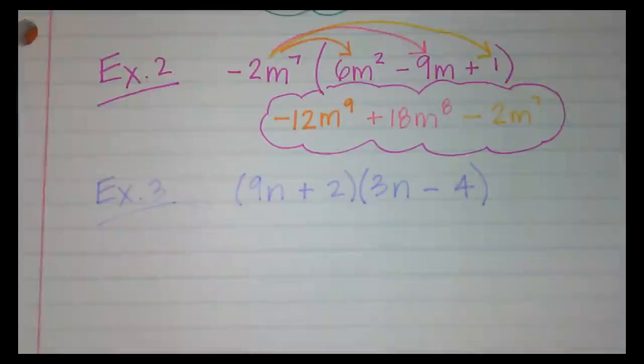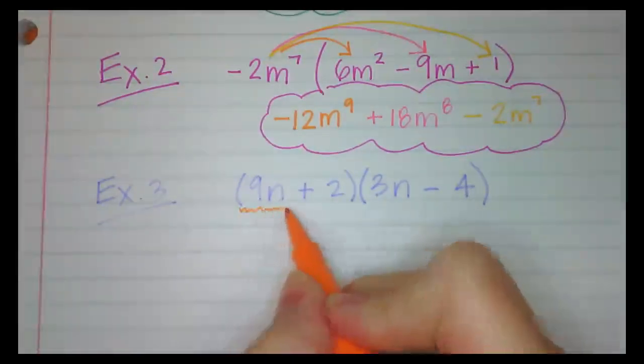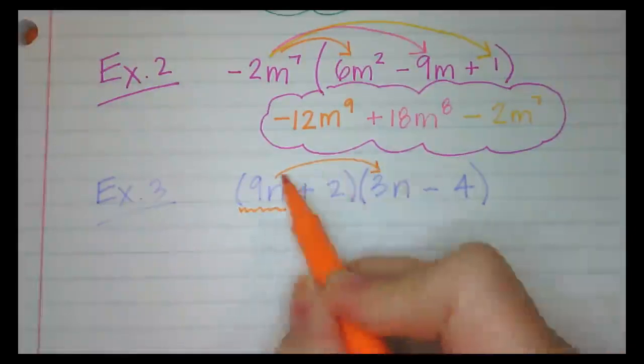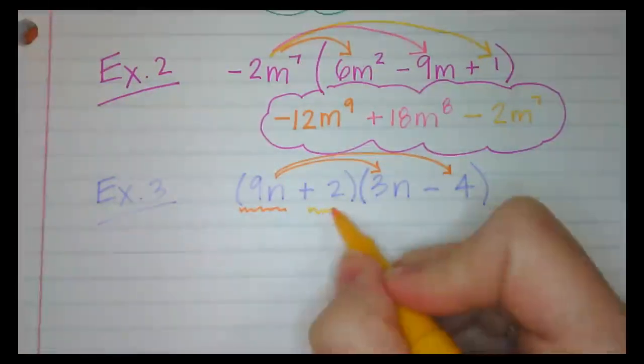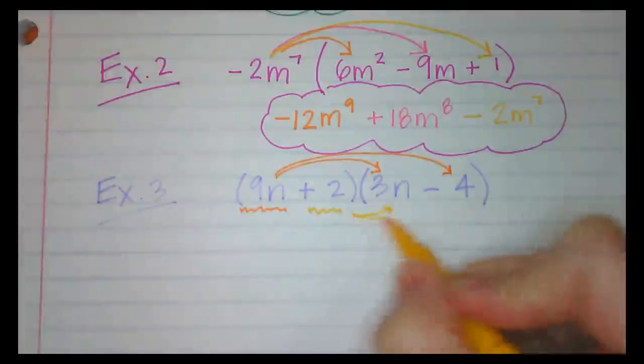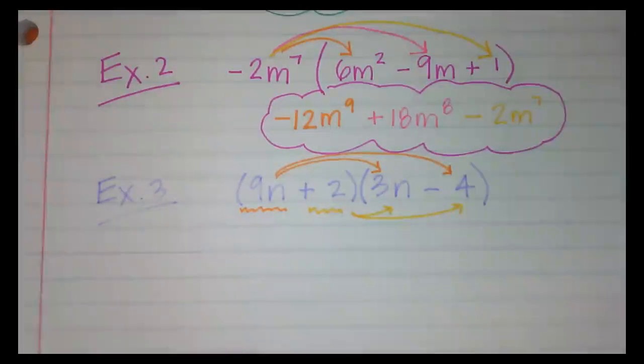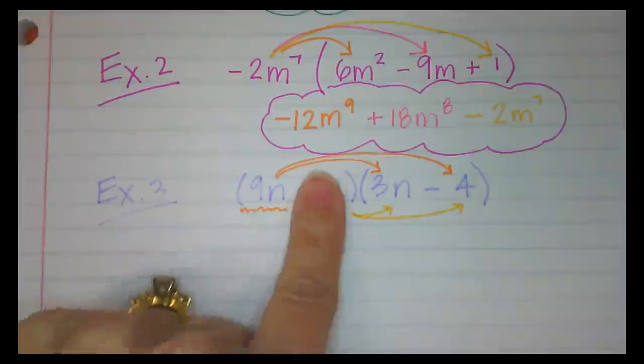So what's going to happen here is basically we have to do distributive property twice. Because what I need to do is take this 9n and multiply it to those two, and then take this 2 and multiply it to those two. So I have to do distributive property twice. Okay, so first up, I'm going to temporarily cover this up.